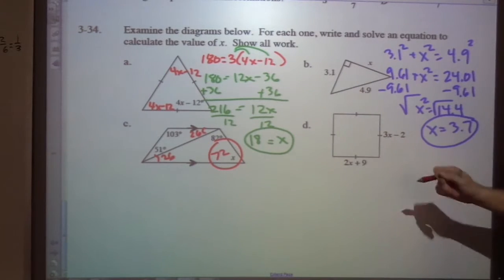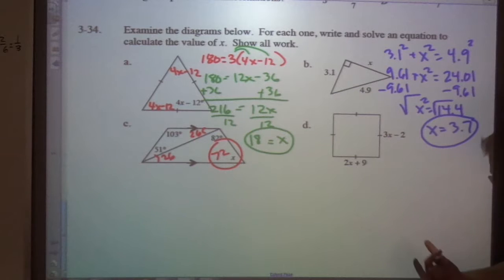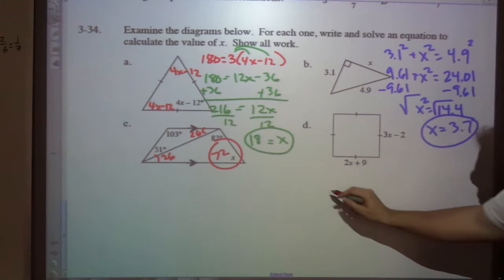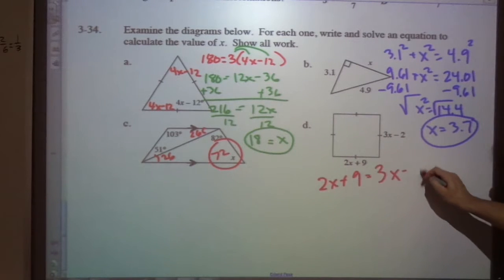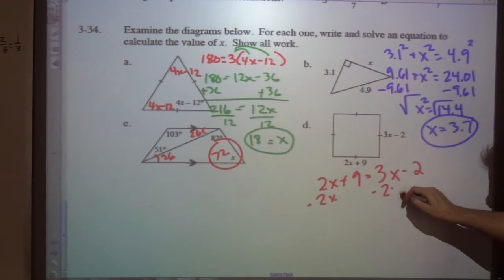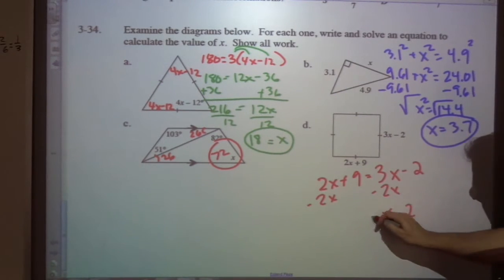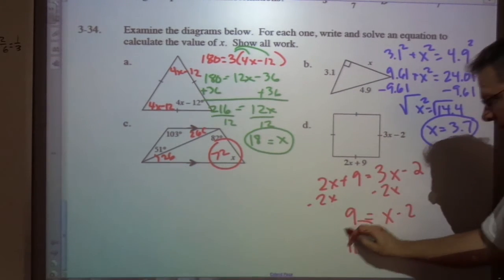Okay. In the last one, what kind of shape is this? That's a square, or a rhombus, I suppose, which means that this has to equal this. So we could start with an equation that 2x plus 9 equals 3x minus 2. Subtract 2x from both sides, and add 2. Looks like x is equal to 11.